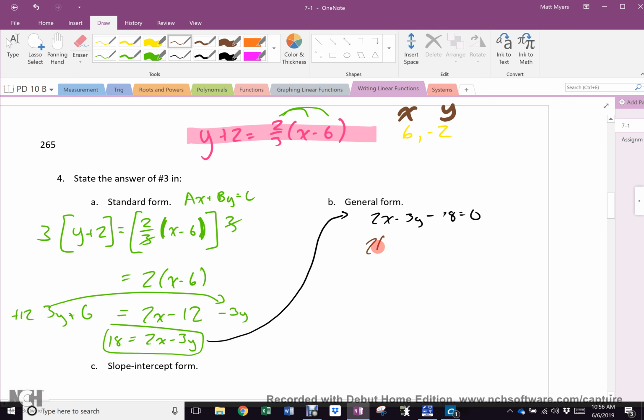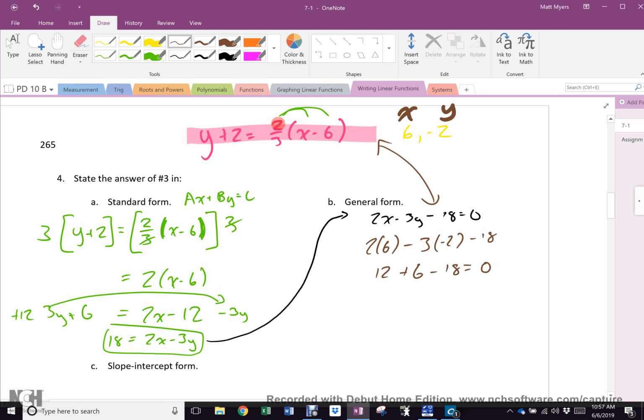2 times 6, minus 3 times negative 2, minus 18. What is 2 times 6? 12. What is negative 3 times negative 2? Plus 6 minus 18. Does 12 plus 6 minus 18 equal 0? Yes. So you can see that even though they look radically different, the x's and the y's still work, no matter what. Everybody understand? That is the key here.